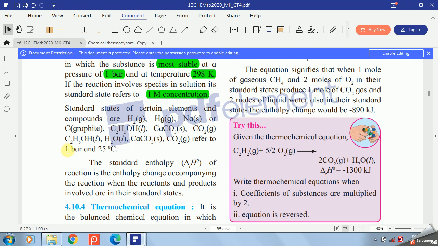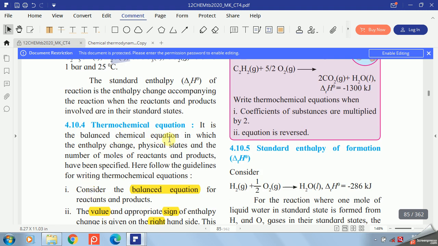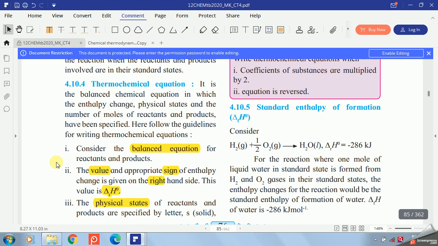So we consider this state at 1 bar pressure and 25 degrees centigrade. Now we have to consider thermochemical equations. There are some guidelines for writing the thermochemical equation, so we follow these rules. Consider the balanced chemical equation for reactants and products.